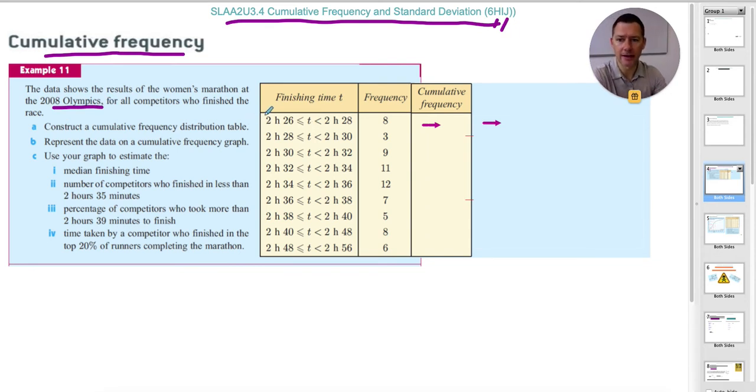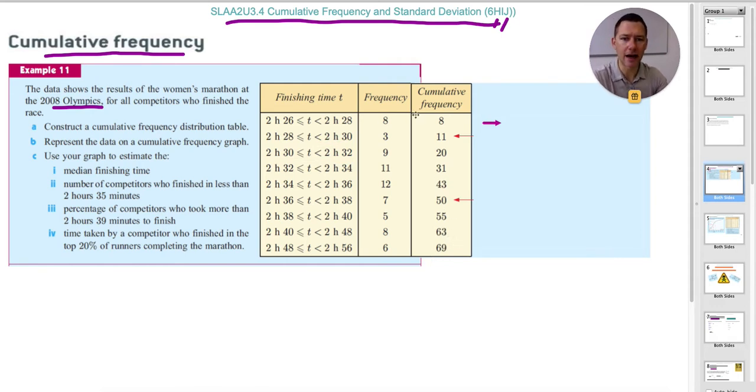stopwatch, and instead of writing down everybody's times exactly, you just say, hey, between 2 hours 26 and 2 hours 28, 8 people come through. You go click, click, click, make 8 clicks, and therefore your cumulative frequency at that point is 8. In the next 2 minutes, 3 more people come by, and so your cumulative frequency now is 11. In the next 2 minutes, 9 people come in, so you add 9 to the 11, etc. That's what's happening with this cumulative frequency table.